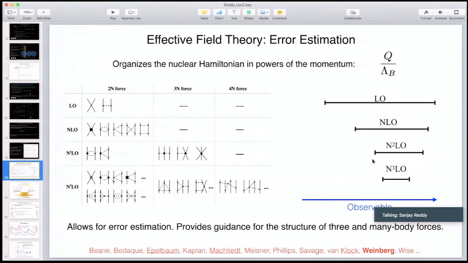Once you can establish this, then you have established that your answers are not sensitive to the short distance physics anymore. So this error estimation is the crucial ingredient in effective field theories, and that's something that we will discuss after the break, when we want to talk about how we use this to describe neutron matter that's relevant for neutron stars. So let's take a break.